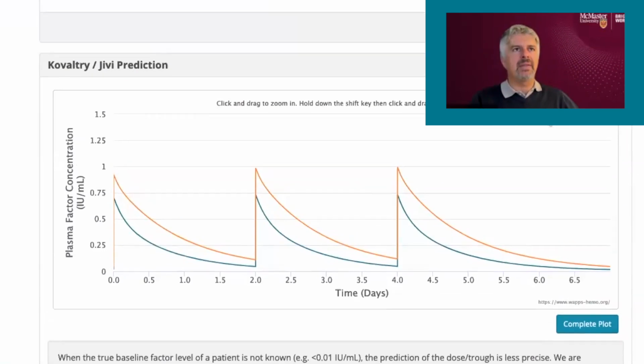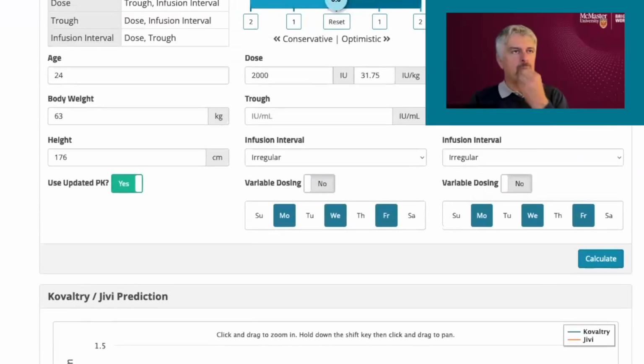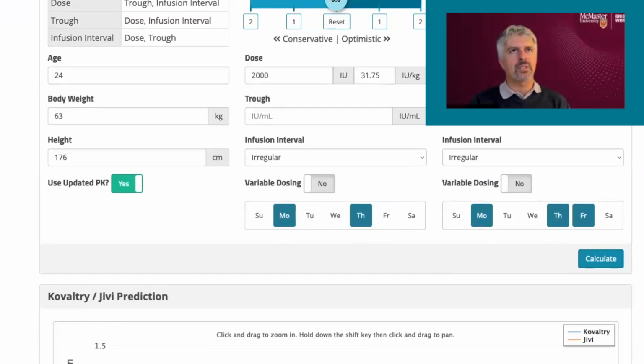Now, let's do some other exploration. One thing is this patient is switching because they would like to go on twice a week. So let's change this to twice a week. Let's say we plan to treat the patient Monday and Thursday. And of course, we'll plan to give him, say, 3,000 units, to keep the 6,000 per week but decrease the frequency. And now I ask to calculate.